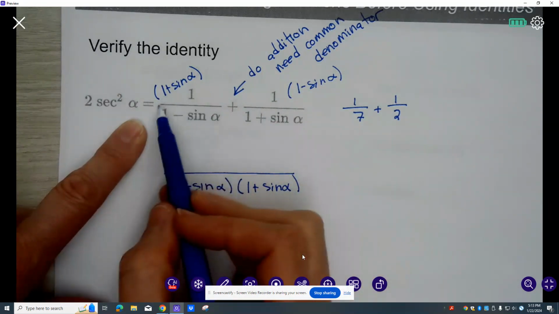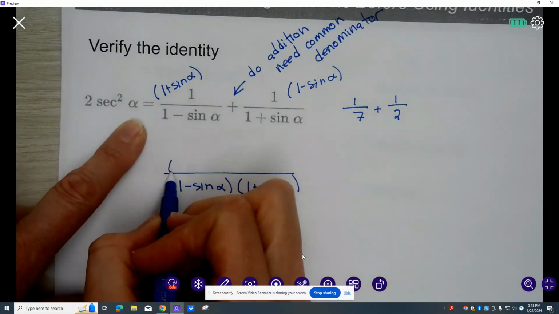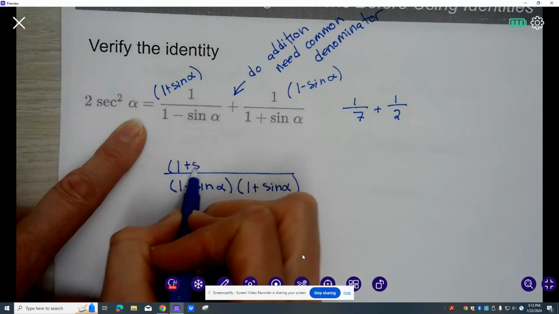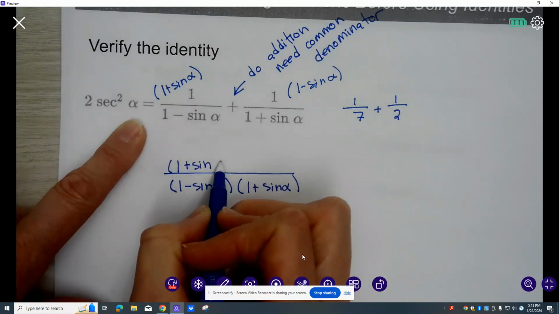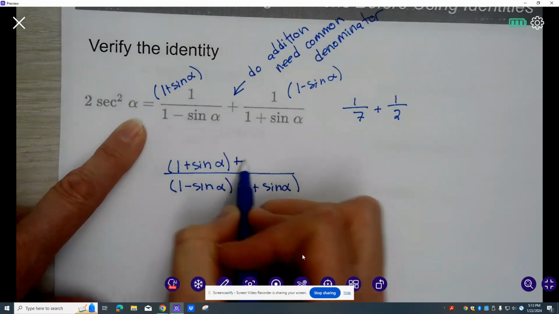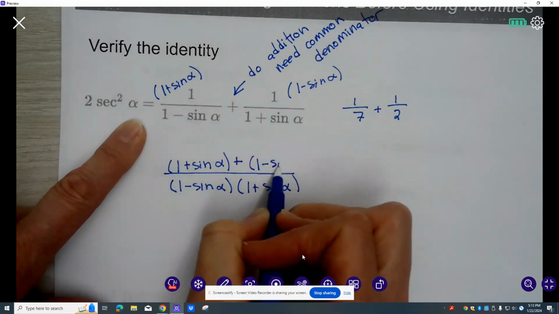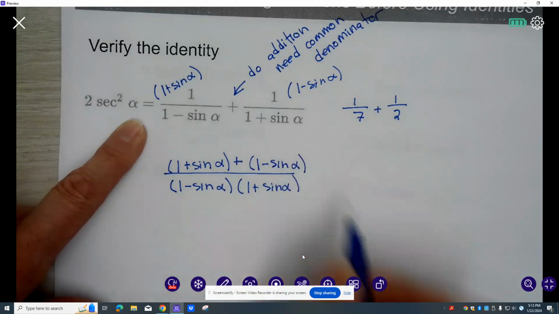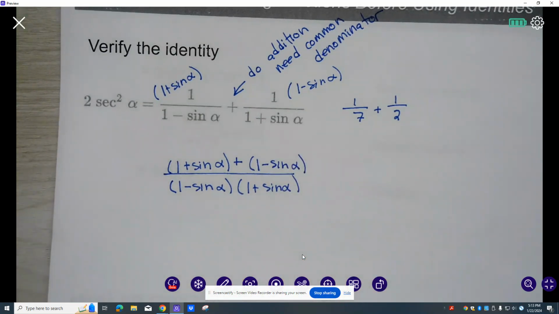So what I end up with is, I put parentheses, 1 plus sine of alpha, plus 1 minus sine of alpha there. Okay, so hopefully I didn't lose you there.